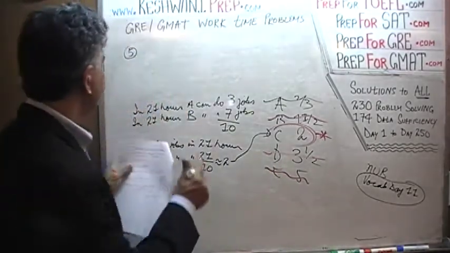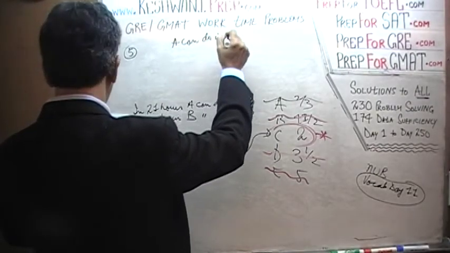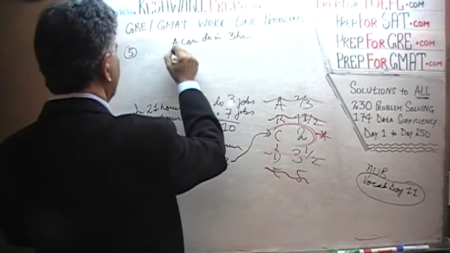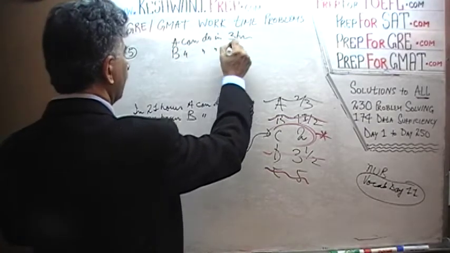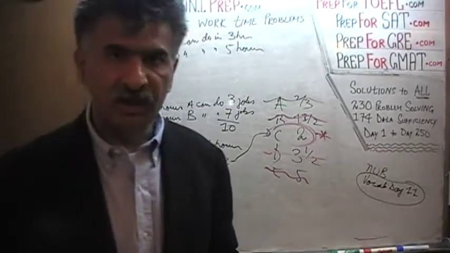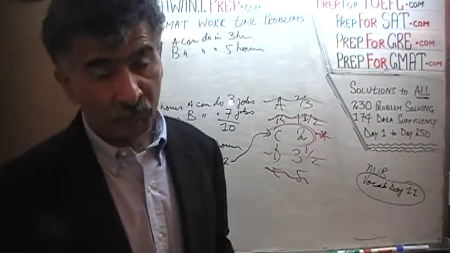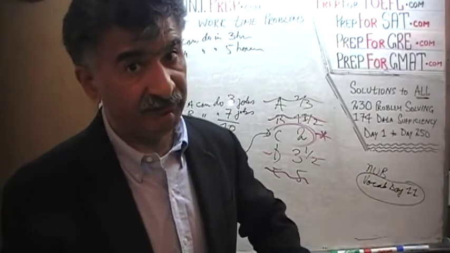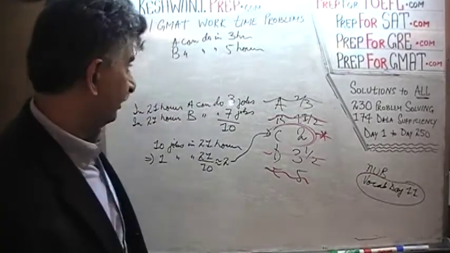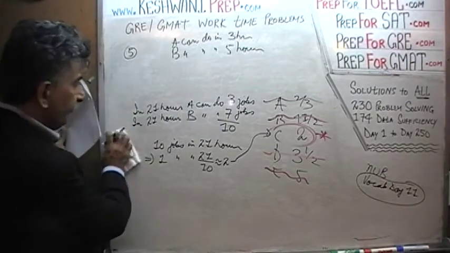Let's do the next one. A can do a job in 3 hours. B can do the exact same job in 5 hours, working at their respective constant pace, is how they will phrase it. Question is, how long together? Let's look at the answer choices, shall we?